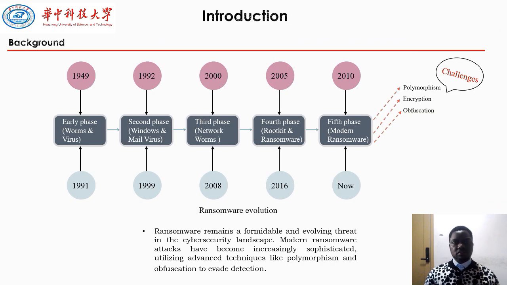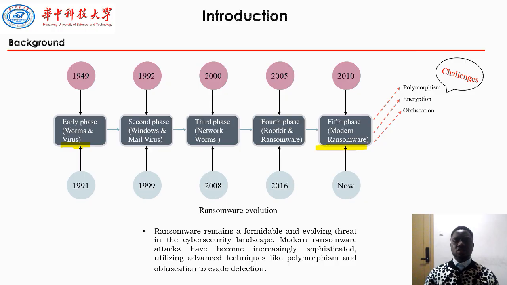So let's have a look at the brief evolution of ransomware. So the first modern ransomware can be recorded in 1947 when we experienced attacks in the form of worms and viruses. From then, ransomware have evolved and improved into what we know today as modern day ransomware.